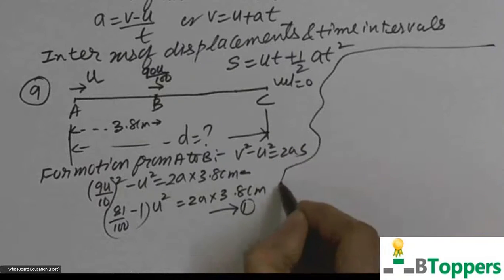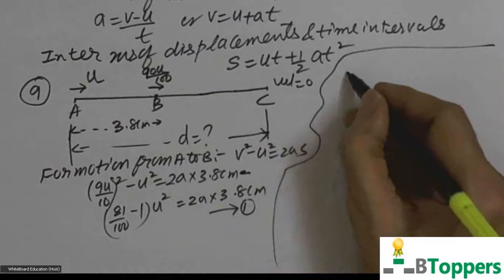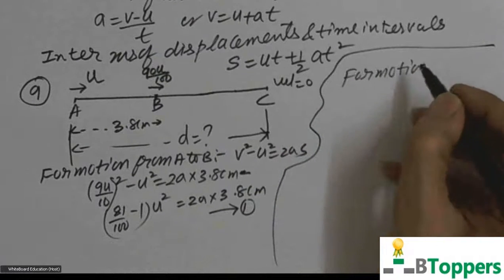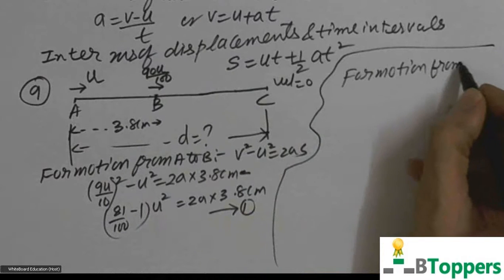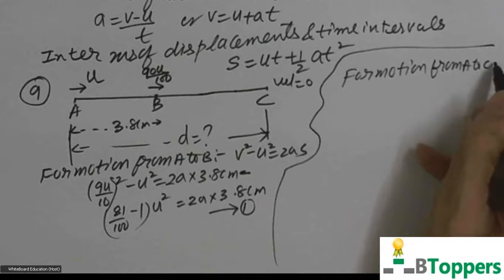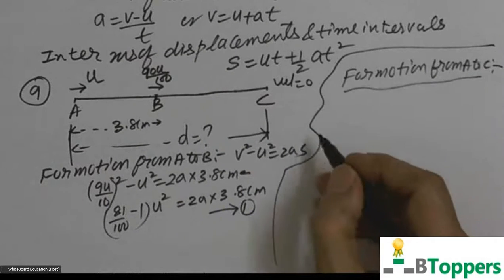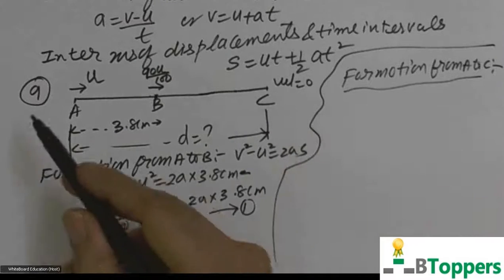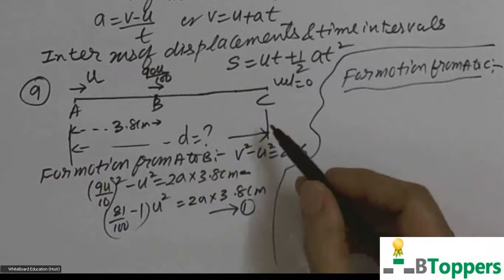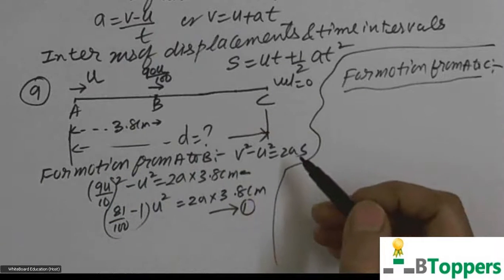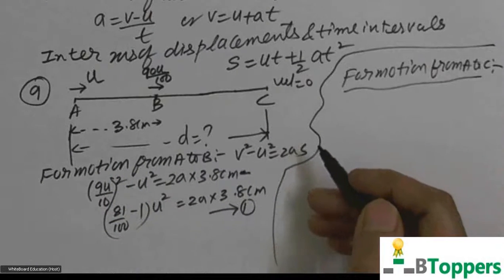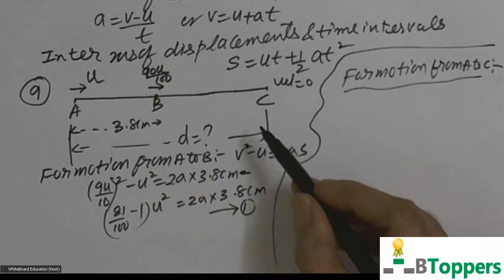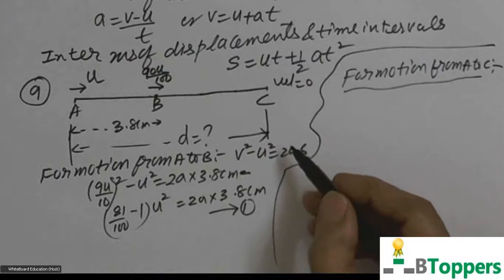Next we use the same equation for motion from A to C. So from motion from A to C, A is the initial position and C is the final position of the body. The initial velocity at A equal to U, final velocity at C is 0, S equal to D. It is given that the retardation is uniform. So we can assume that acceleration is constant or same throughout the motion from A to C.